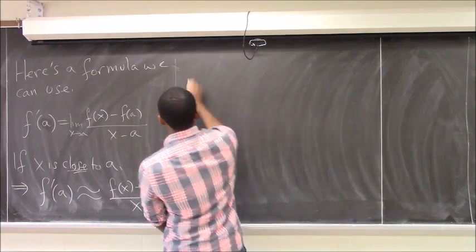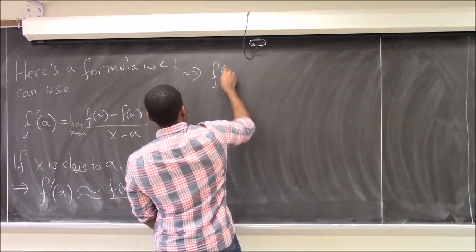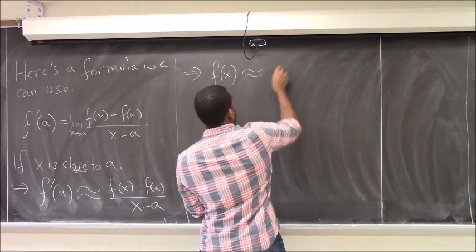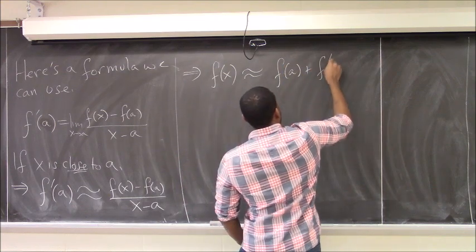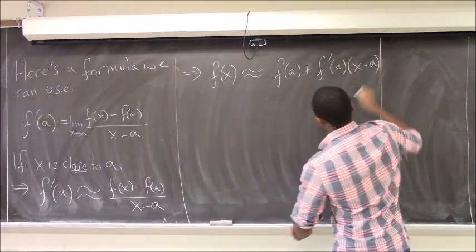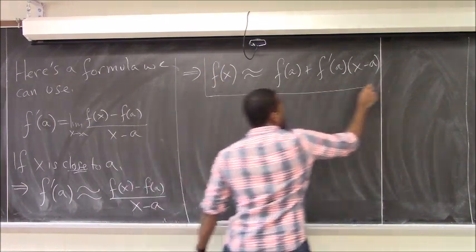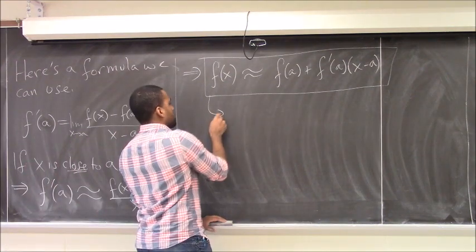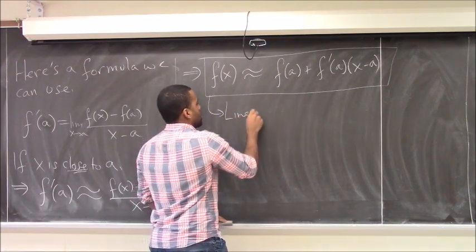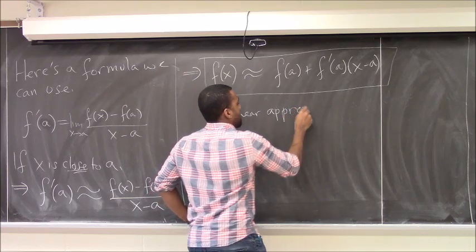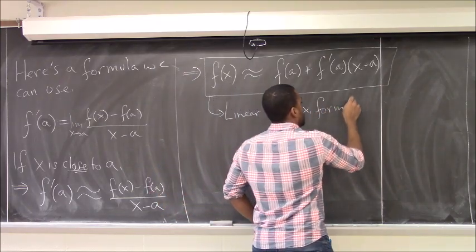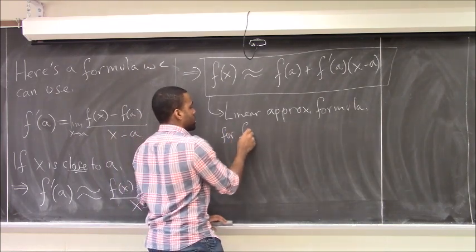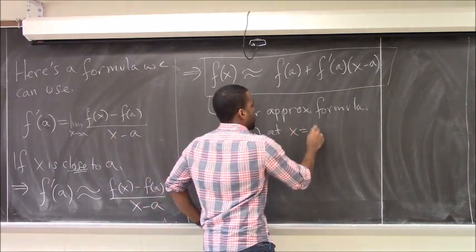And so basically what this means, I can solve for f of x. Just move this to that side. So you'll end up with f of x is approximately equal to f of a plus f prime of a times x minus a. This is called the linear approximation formula. That was the answer to the bonus formula. This is the linear approximation formula for f of x at x equals a.